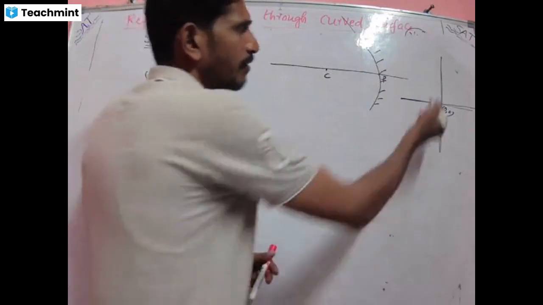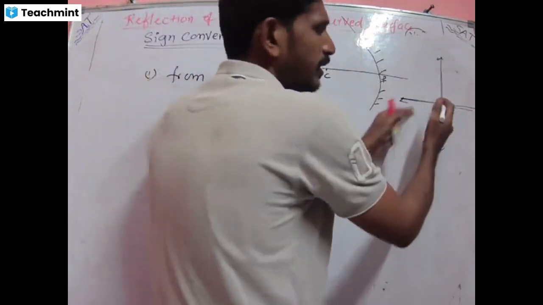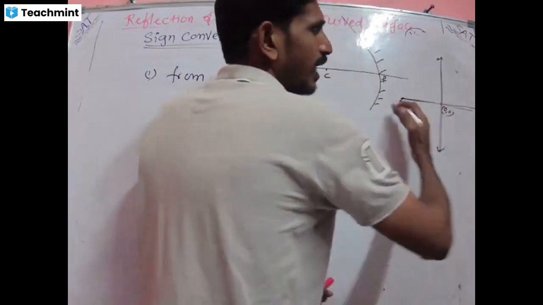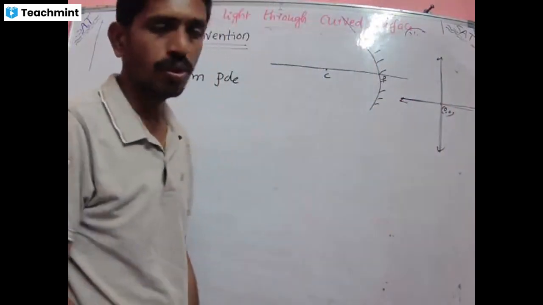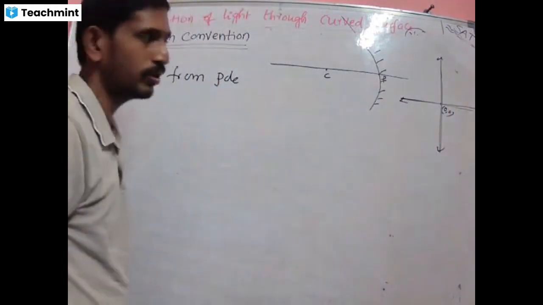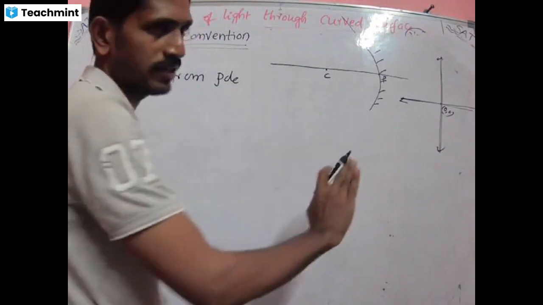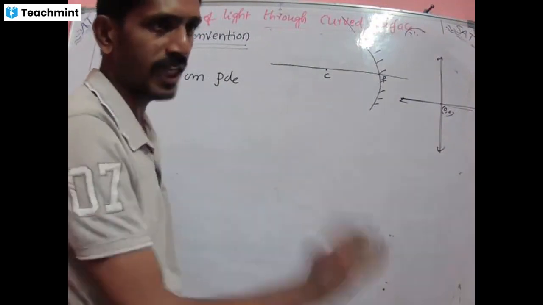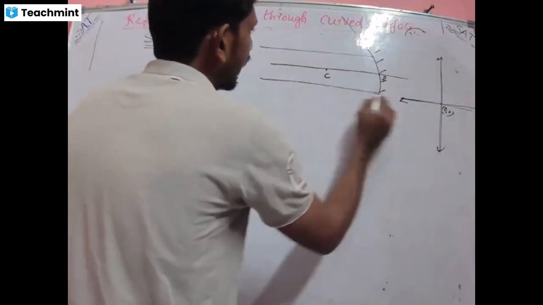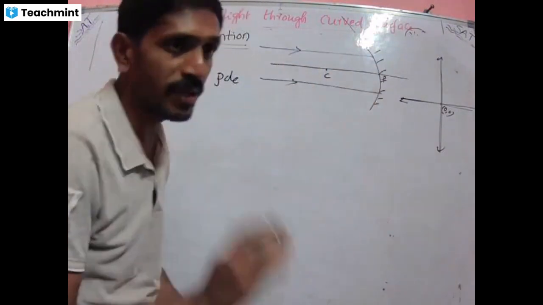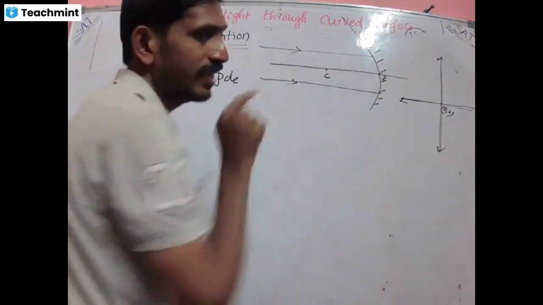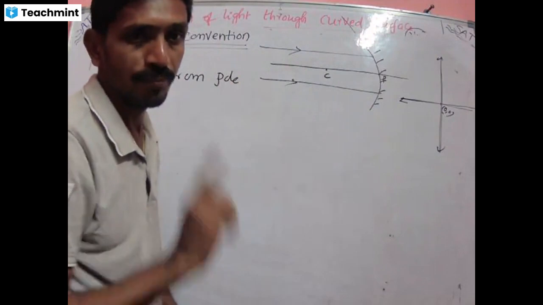For example, in mathematics, if you go in the positive x direction from the origin, that is taken as positive. If you go in the negative x direction, that is taken as negative. Same thing here. All rays coming from the object are always going towards the mirror. For example, these are the incident rays. If you measure the distance in the direction of the incident ray, that is taken as positive.